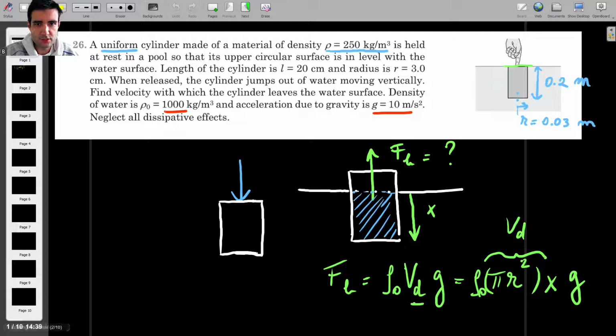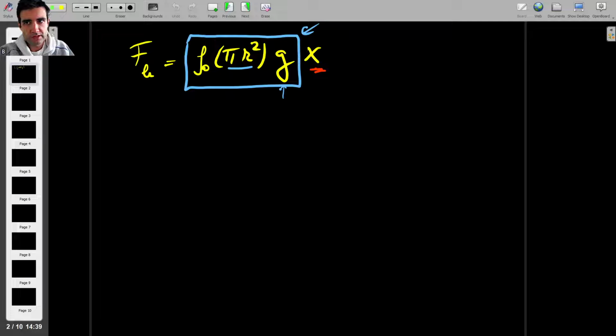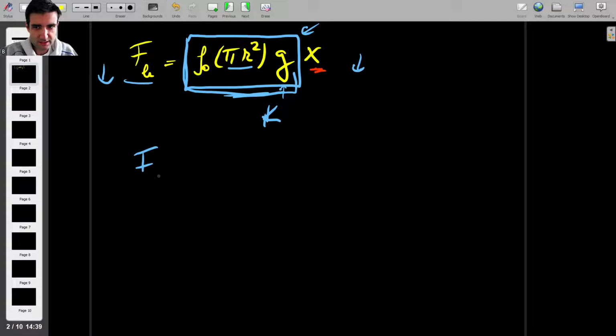Well, x depends on how much cylinder is beneath the free surface. So if the cylinder rises more, x gets lower. So if x gets lower, it means that because this is constant, this will get lower as well. But the point here is that this whole thing in blue can be called k. Just give it another variable name. So the equation above becomes Fb is equal to kx.